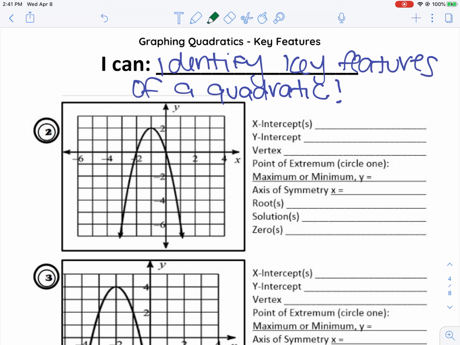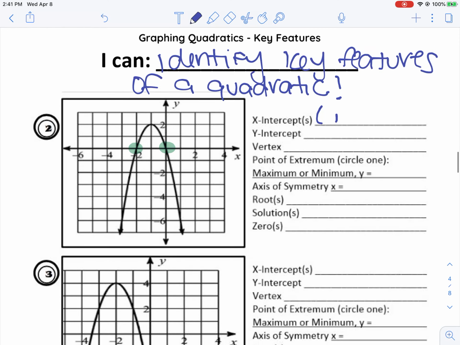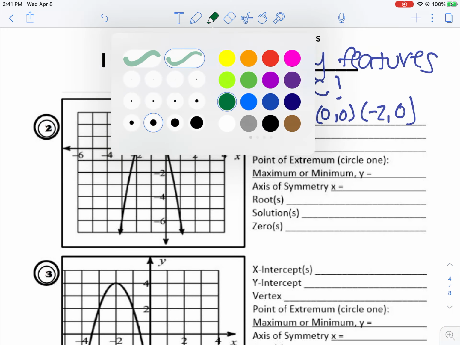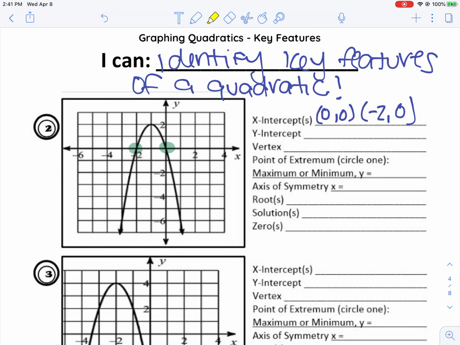All right, guys, so we're going to look at key features of a quadratic today. So the first thing that we are identifying are x-intercepts. So remember, that's where you're crossing the x-axis. So that would be at (0, 0) and at (-2, 0). Your y-intercept, that's where you're crossing that y-axis.